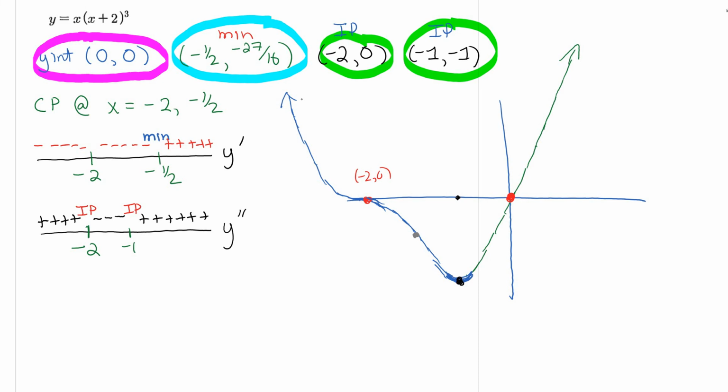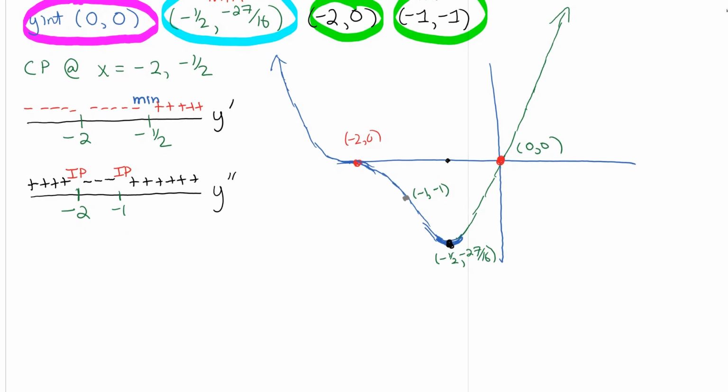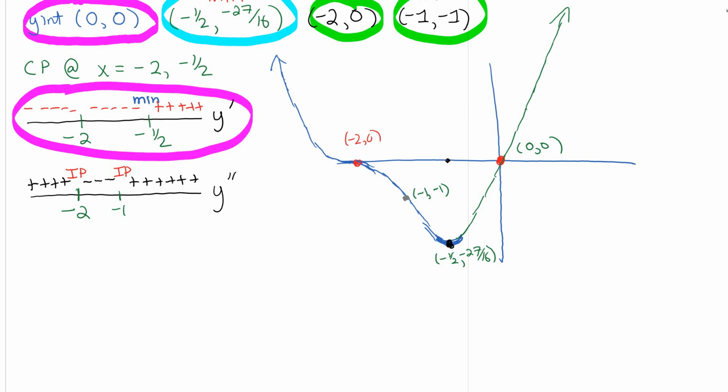Okay, so there is my general sketch right there. My inflection point, if I redraw that in, this is the point -1, -1. This is the point -1/2, -27/16. And this point right here was the y-intercept, which is 0, 0. Okay, so there's my sketch right there. And after that, what I'll do next is I will draw the first derivative again, just underneath this graph. And I just want to verify my results.